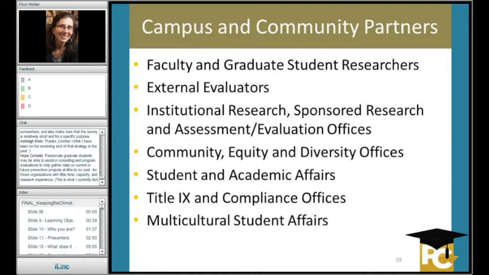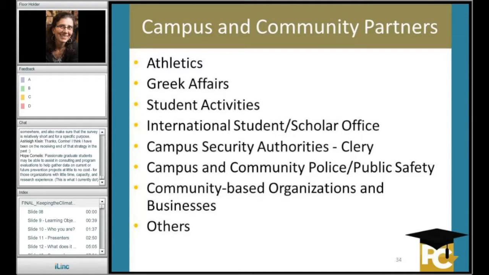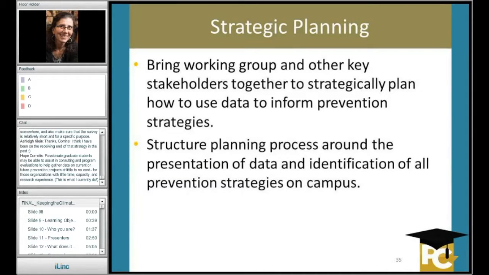Certainly, there are great external evaluators, institutional research, assessment offices, community equity and diversity offices, including Title IX and compliance offices, student academic affairs, multicultural student affairs, athletics, Greek affairs, student activities, international student scholar offices, the folks who collect Clery data, or campus security or police, or community-based organizations, as well as others. So I have two more slides, and then I'll turn it over to Leslie.